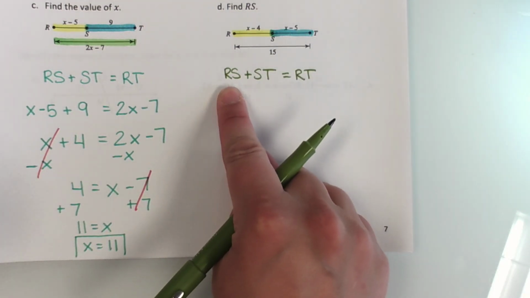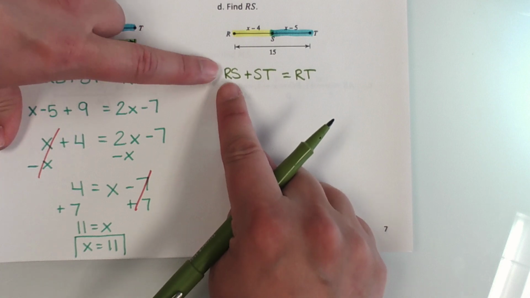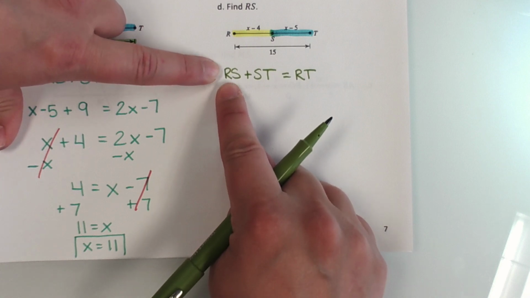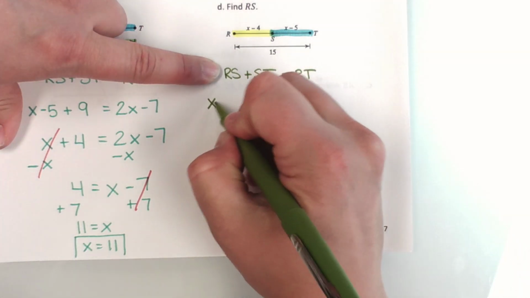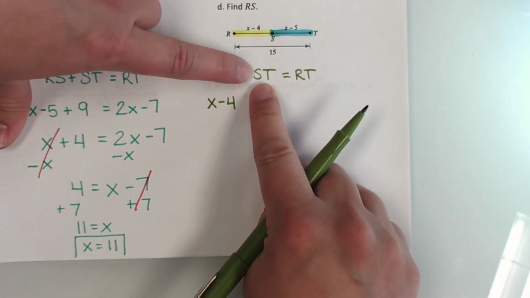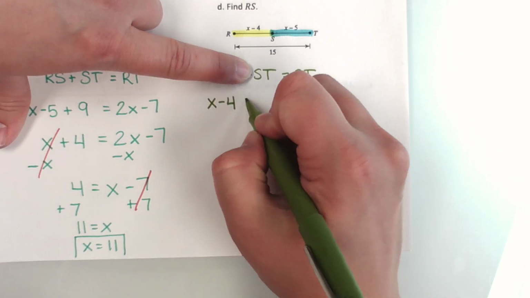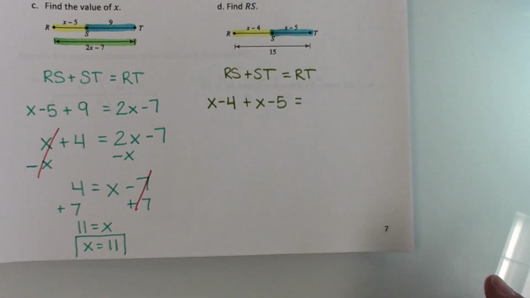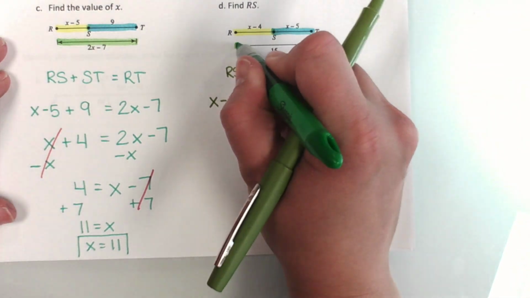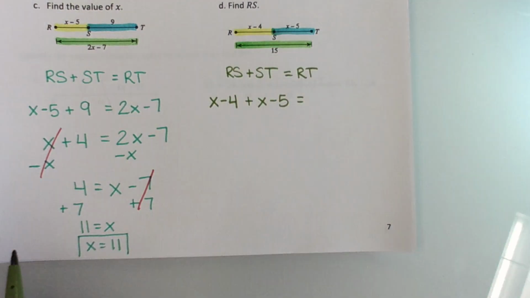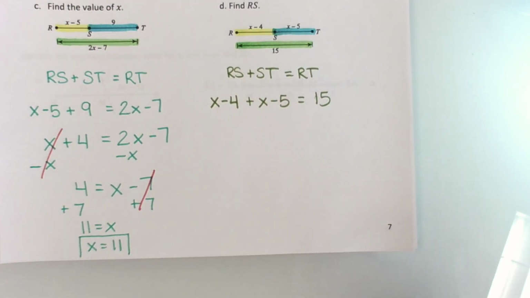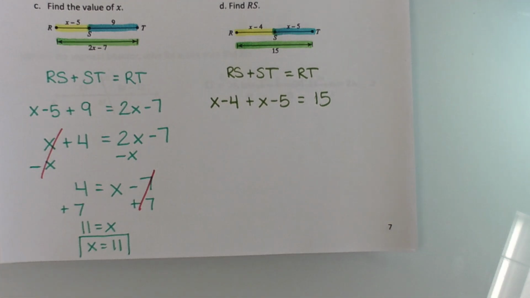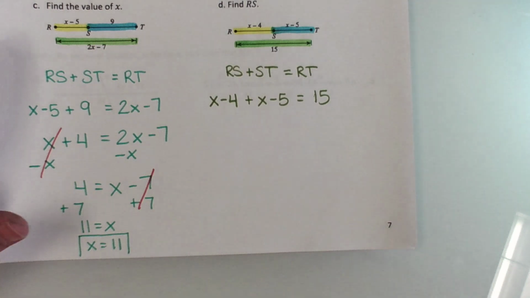RS's length, whether it be a number or an expression, is x minus 4. ST's length is x minus 5. Equal to full length, RT's length, 15. Is the part that's on the outside, referencing going all the way across, 15. Simplify first, then solve. 15 doesn't simplify, that one's easy.